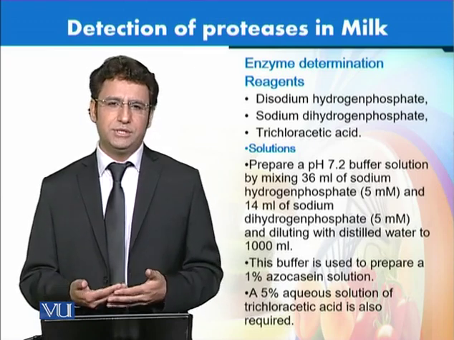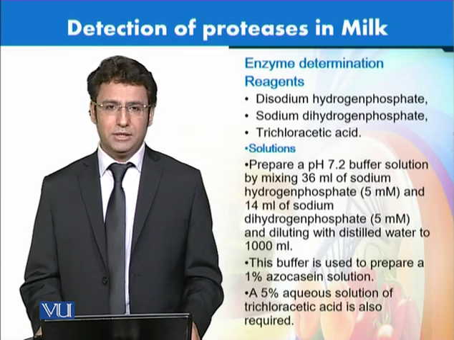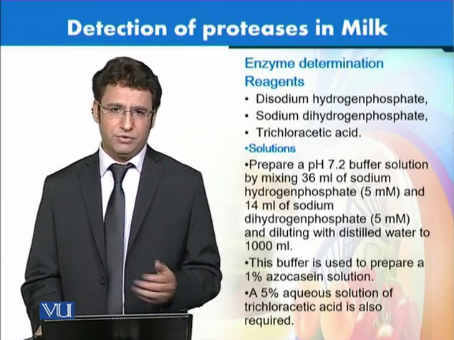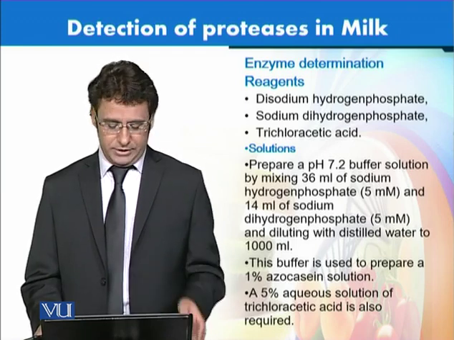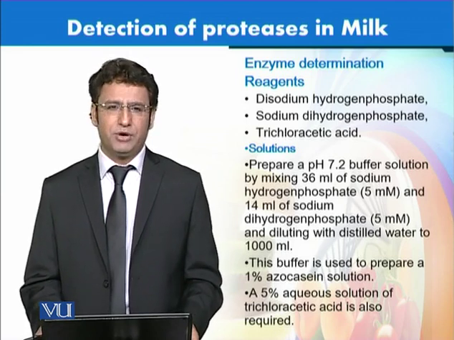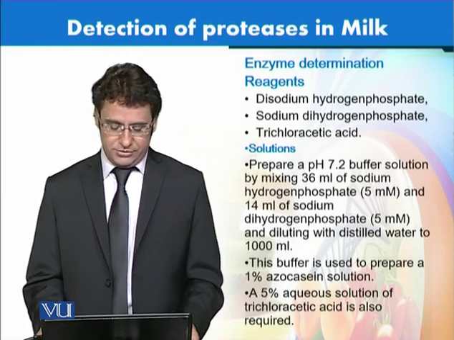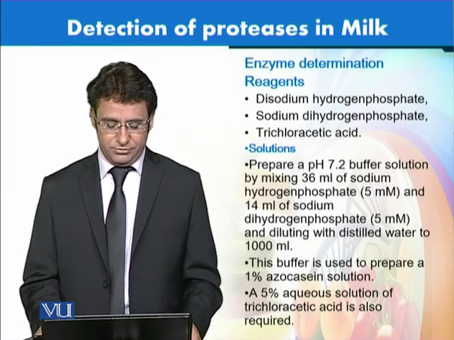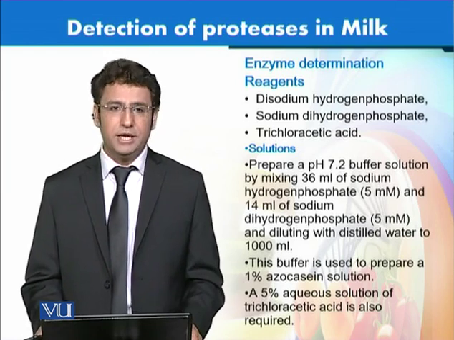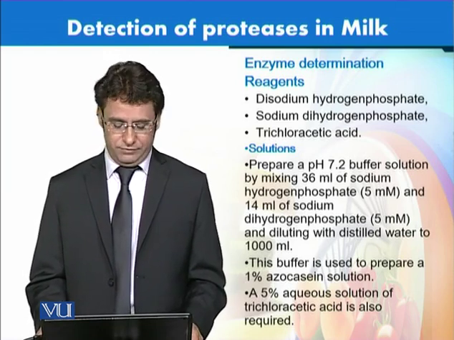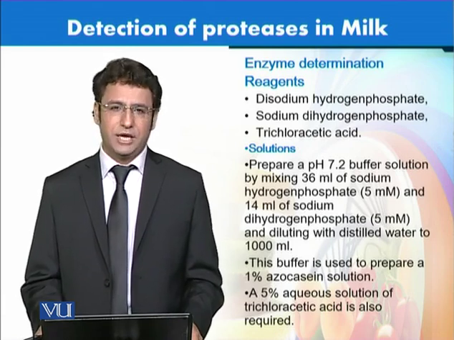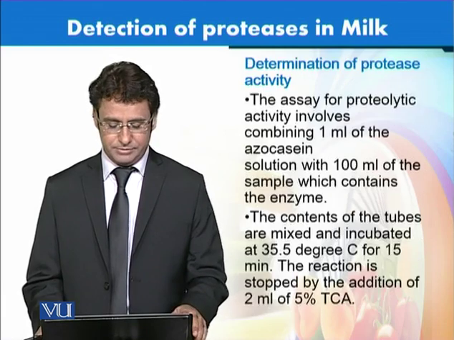Then we dilute this 50 ml to 1000 milliliters, that is 1 liter. This final stock solution is used for further analytical procedures. This buffer is then used to prepare a 1% azocasein solution, again to be used in the later steps. Then we prepare another solution, which is a 5% aqueous solution of trichloroacetic acid, needed for the next process.